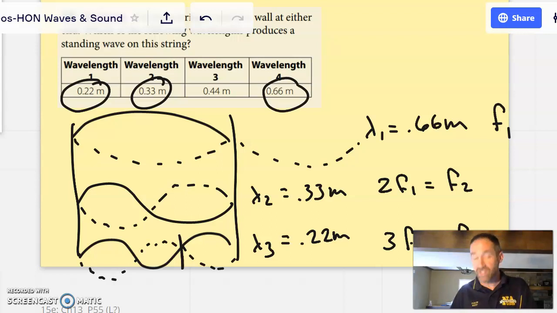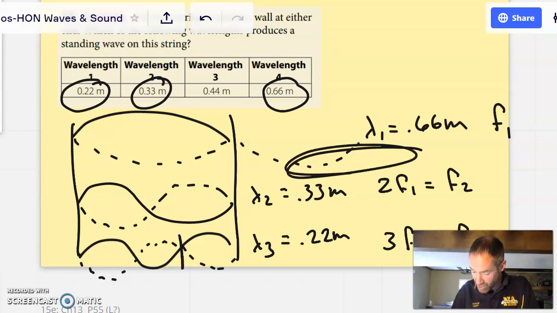And you might say, well, you didn't show that there's no 0.44. Well, the only ones that exist are these integer multiples of the fundamental frequency. And so 0.44 would be somewhere in this realm between 1 and 2. But there isn't anything between 1 and 2. So this is never going to work.